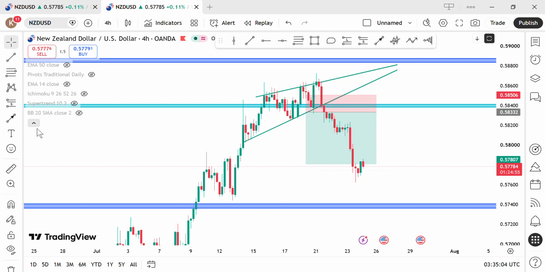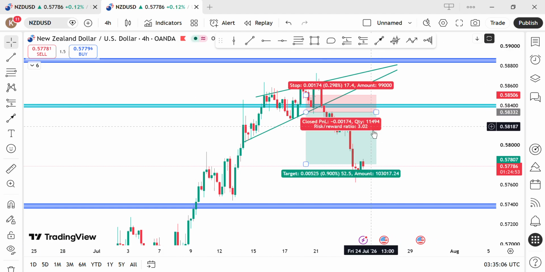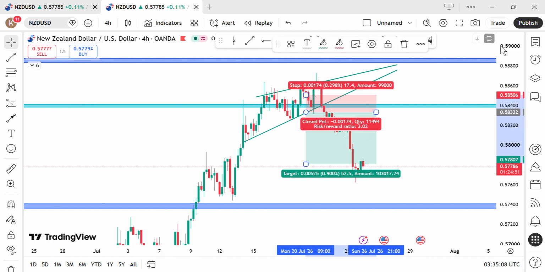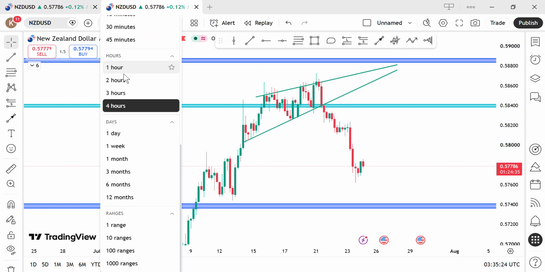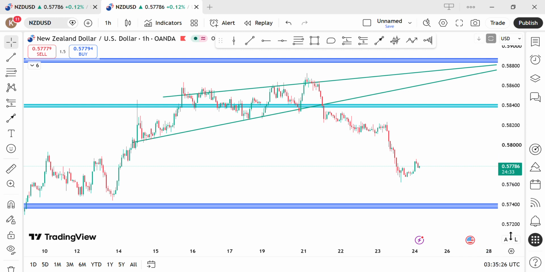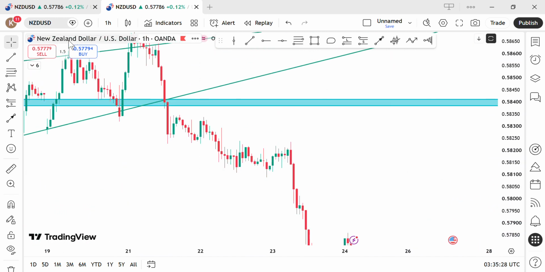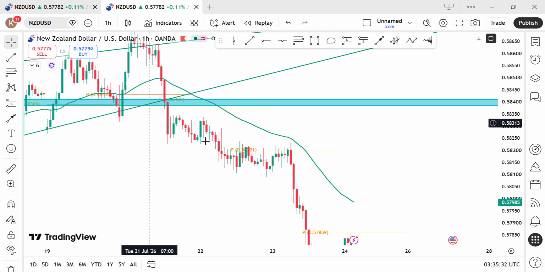So we dropped to the 1-hour time frame, and then we waited for price to reject the daily pivot and the 50 EMA. That is also one entry. Once our bias has been established, so now our bias is bearish, we are only looking for short trades. So we dropped to the 1-hour time frame, and then we waited for price to pull back to reject the 50 EMA and then the pivot.